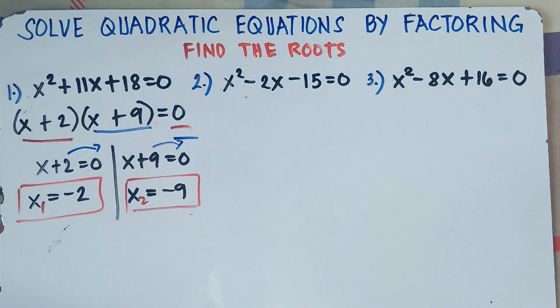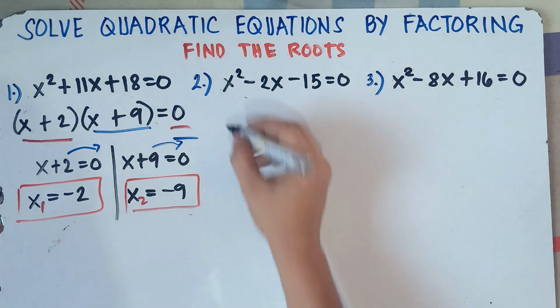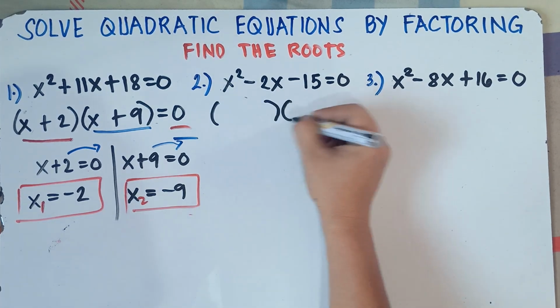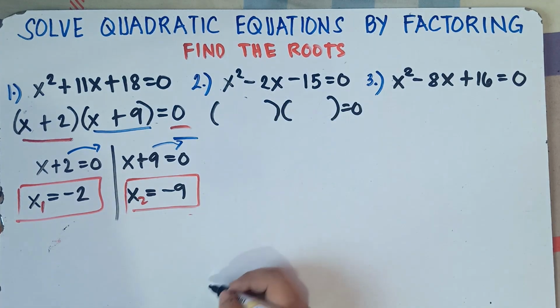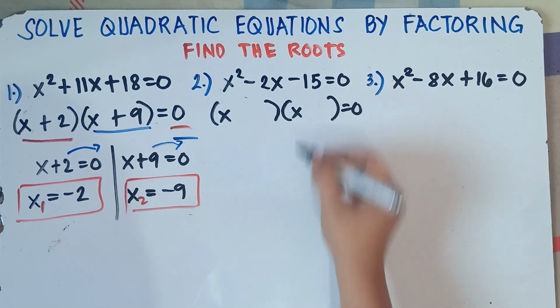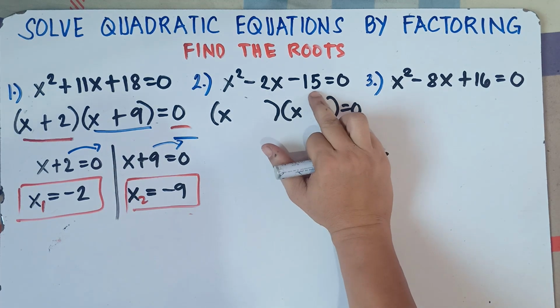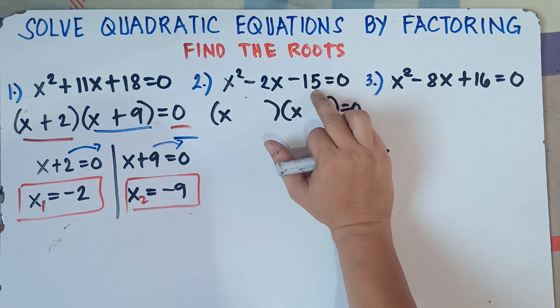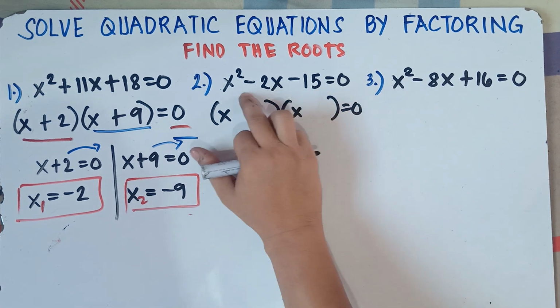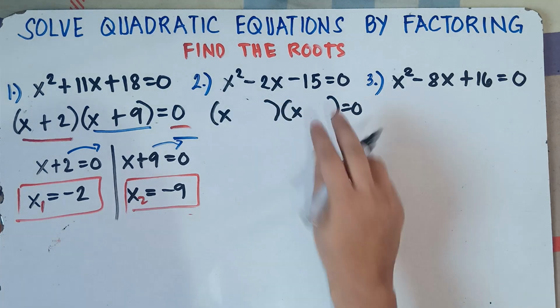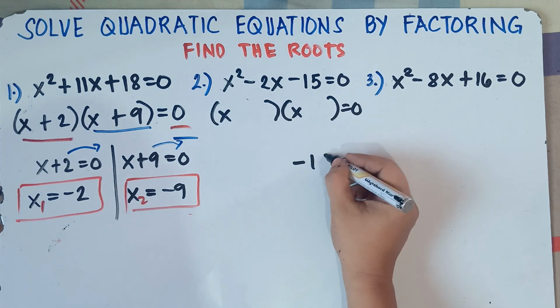Alright, let's answer number 2, class. Once again, you put 2 parentheses, and then equals 0. You put 2x. And then you find two numbers that when you multiply, you will get negative 15. You will get the value of C, which is negative 15. When you combine, you will get negative 2. So, once again, you copy negative 15.